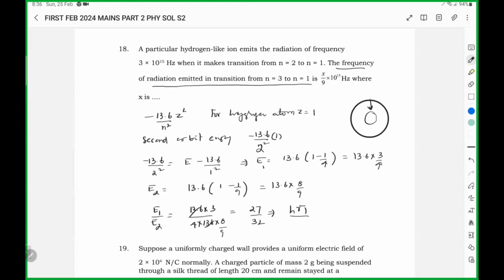A given frequency related to when it jumps from second orbit to first orbit. What we have to find out is only nu 1, 27 by 32. So nu 1 will be 32 by 27 into nu. So 32 by 27, the given frequency is 3 into 10 power 15 Hz, which is 32 by 9 into 10 power 15. From this, the value of X is 32. This will be the final answer.